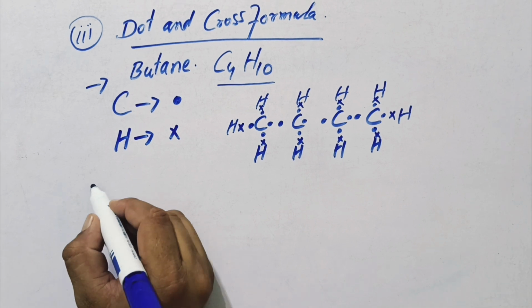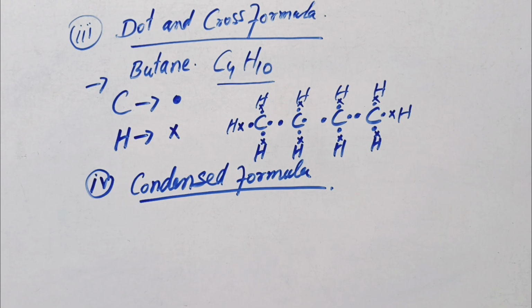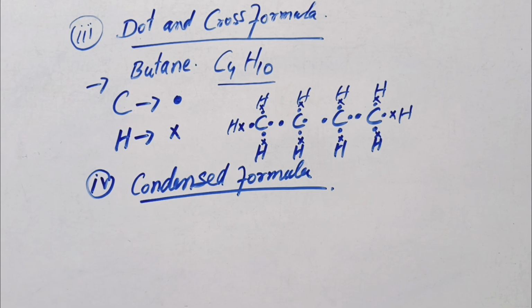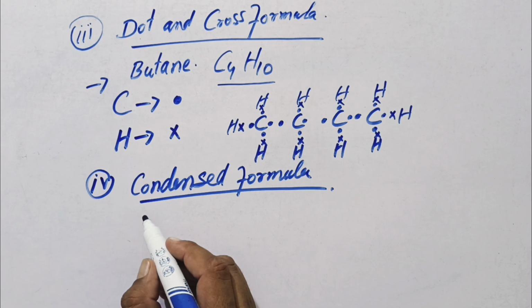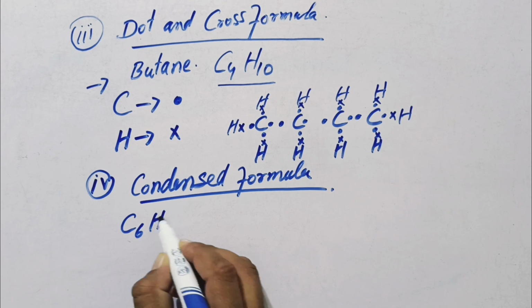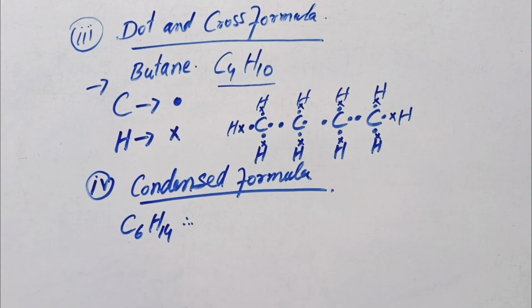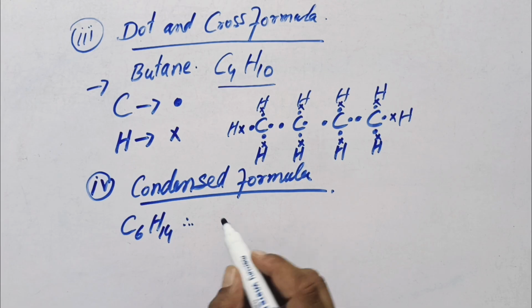The last type of formula is condensed formula. Condensed formula of a molecule is the formula where the groups of atoms are shown in order as they appear in the structural formula with no bond or dash, dot and cross. For example, we have to write the condensed formula of hexane, that is C6H14. Now we write its condensed formula, and we have a trick to write it.